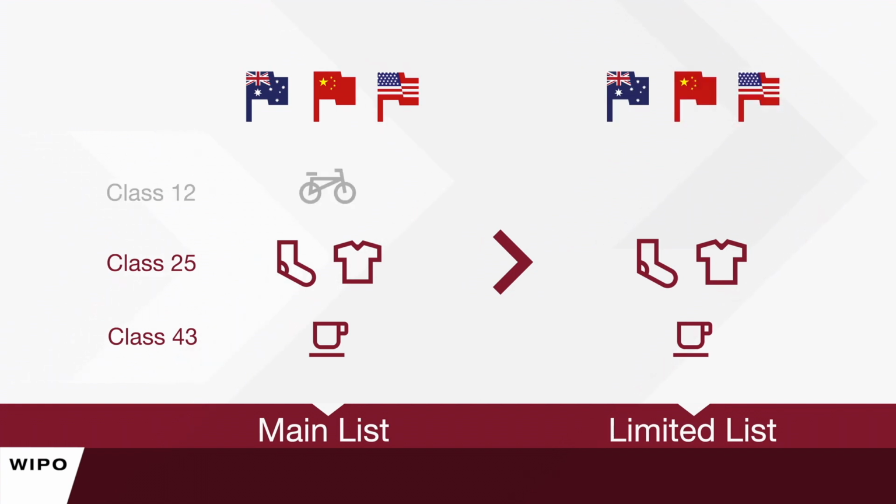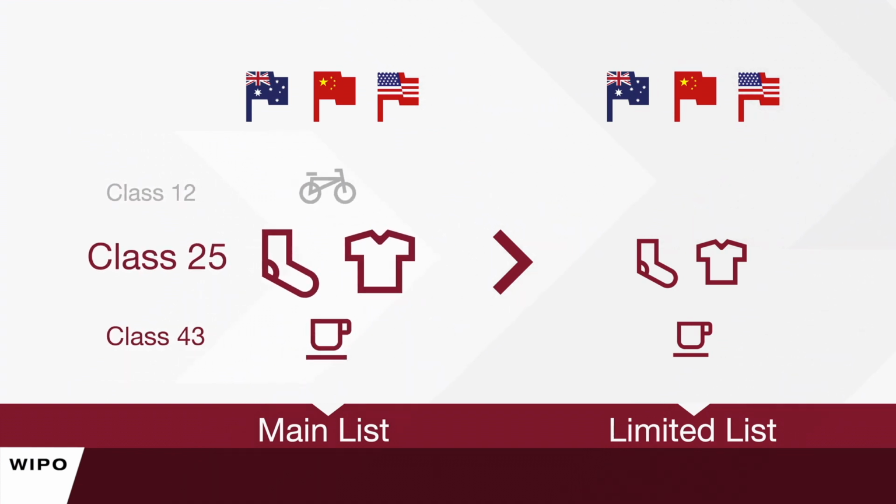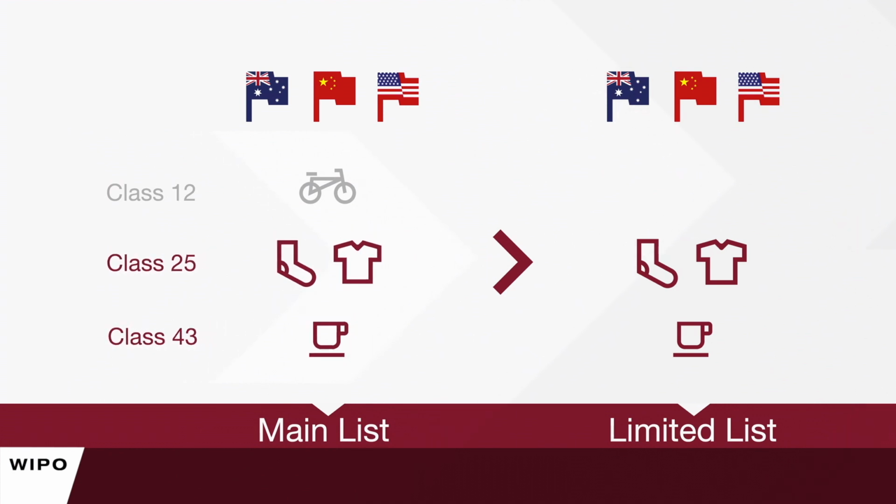The restricted goods and services will remain in the main list of the international registration, therefore, still all three classes. But now, the limited goods and services will no longer apply to the designated contracting parties included in the limitation. So, Class 12 will no longer be covered in the designated contracting parties.